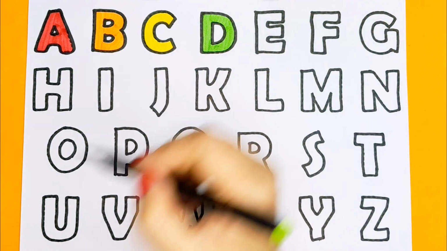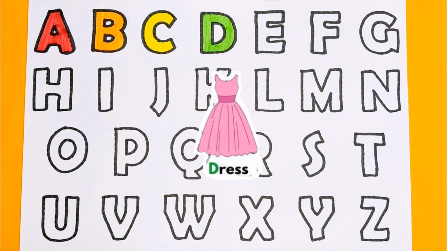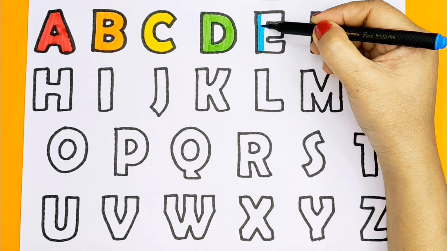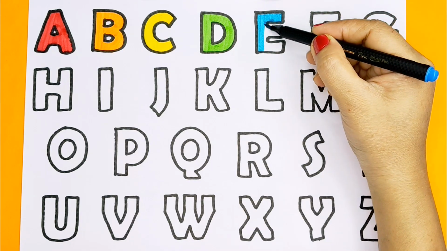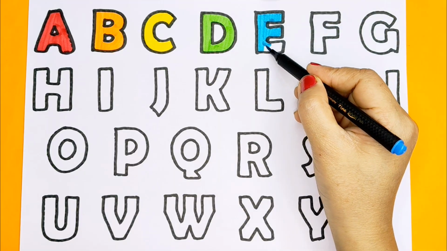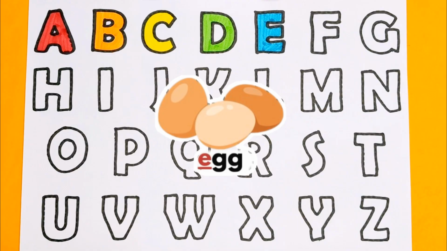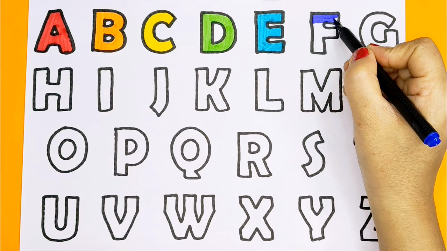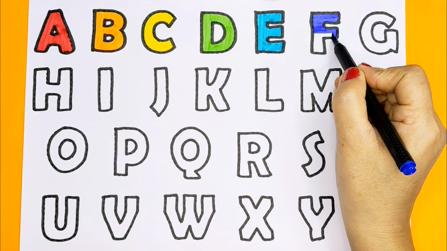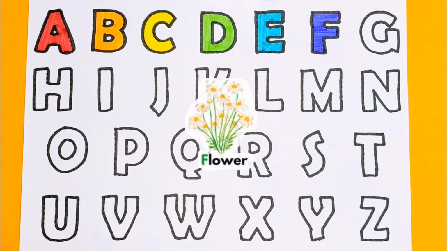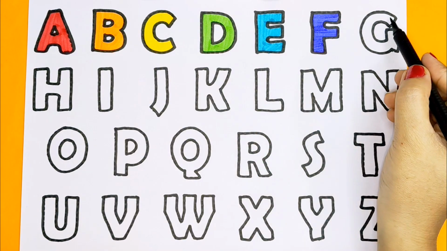D. D for dress. Sky blue color. E. E for egg. Blue color. F. F for flower. Black color.